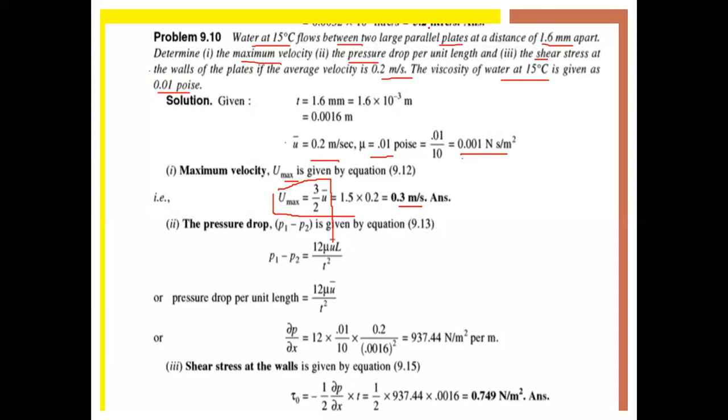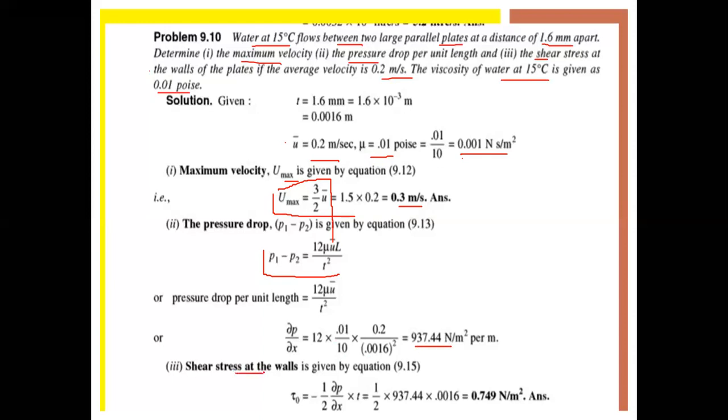Then what is the second one to find? Pressure drop. What does pressure drop mean? P1 minus P2, this formula: 12 into mu into U bar into L by T square. Therefore, the pressure drop is equal to 12 mu U bar by T square per unit length. Here the length is not given, so take per unit length in general. Therefore, dP by dx is equal to 12 into 0.01 by 10 into 0.2 by 0.0016 square. That is equal to 937.